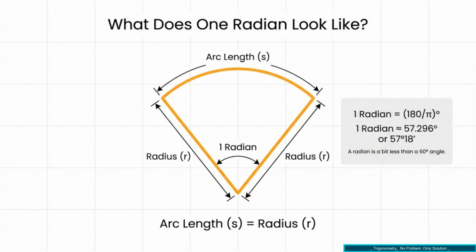1 radian is equivalent to 180 divided by pi degrees, which is approximately 57.296 degrees. Visually, 1 radian is slightly less than a 60-degree angle, where the arc length equals the radius. You may take a look at the given illustration.